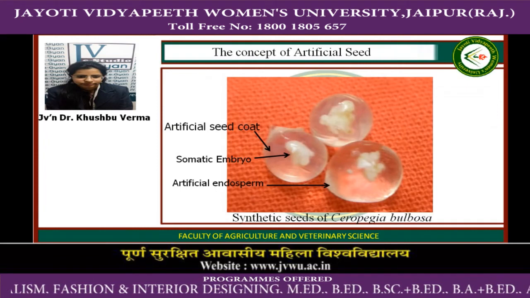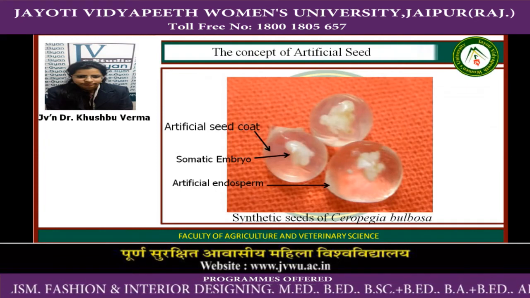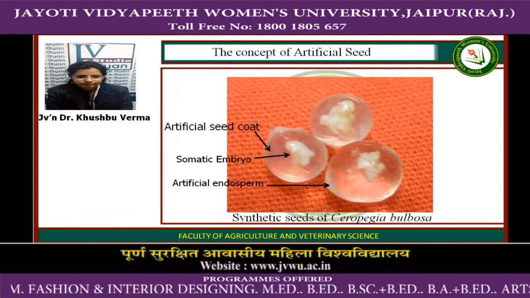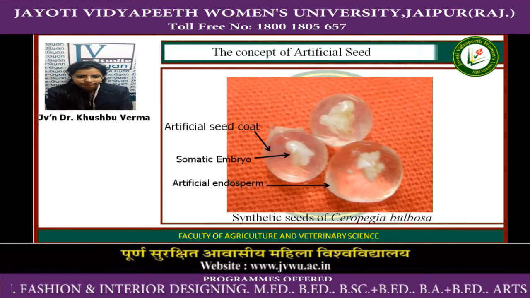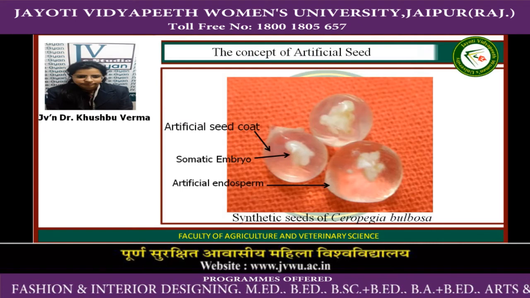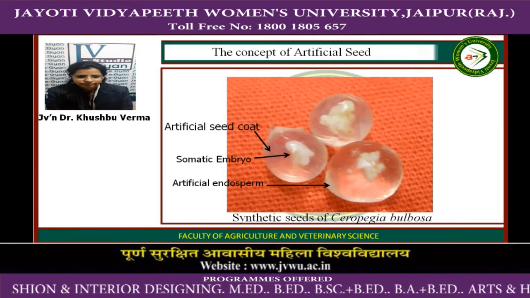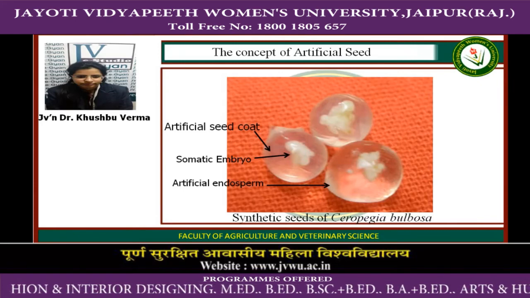This is basically the concept of the artificial seed. This is the structure, or diagram, of the synthetic seed. Here we can see the somatic embryo which is encapsulated in the artificial seed coat, and this artificial seed coat will have the artificial embryo. And this is a picture of a synthetic seed of Ceropegia bulbosa.